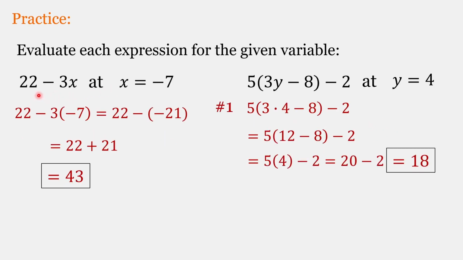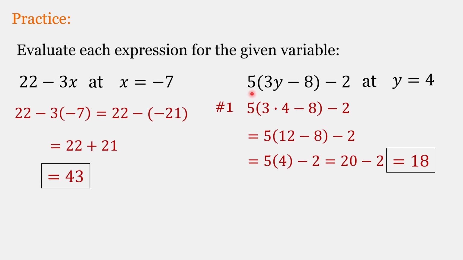This third problem, we have 22 minus 3x. And we're going to find the value when x is -7. So we plug in this -7. We end up with 22 minus 3 times -7. 3 times -7 is -21. But again, we have that subtraction of a negative, which becomes addition of a positive. So we end up with 22 plus 21, which is 43.